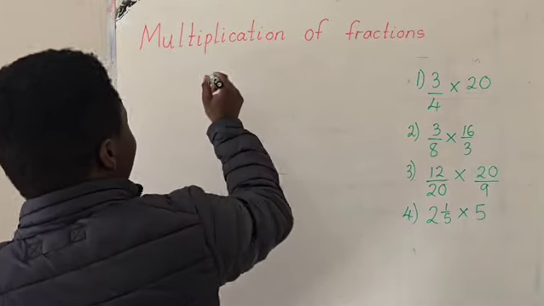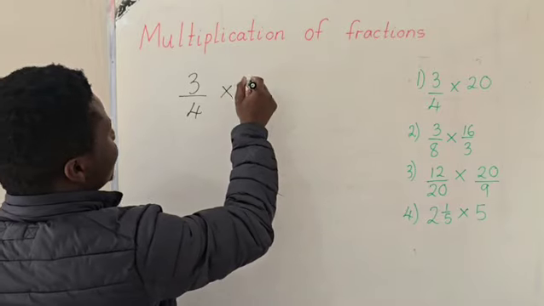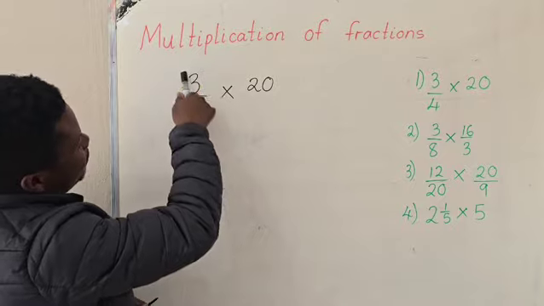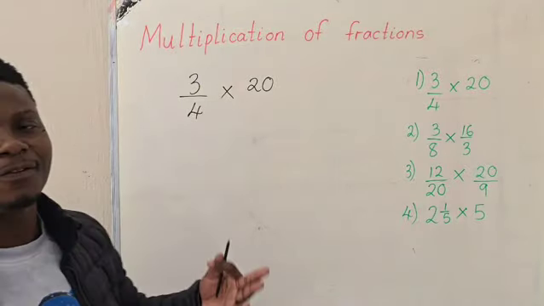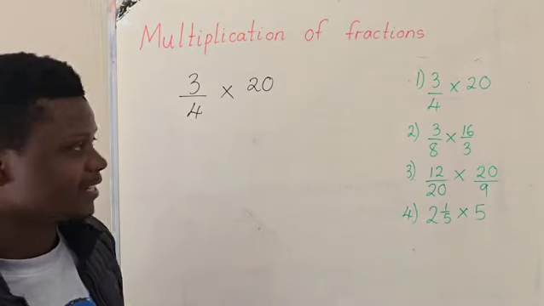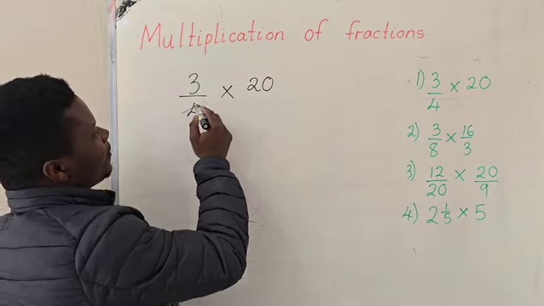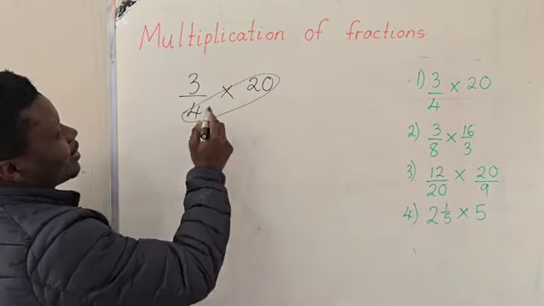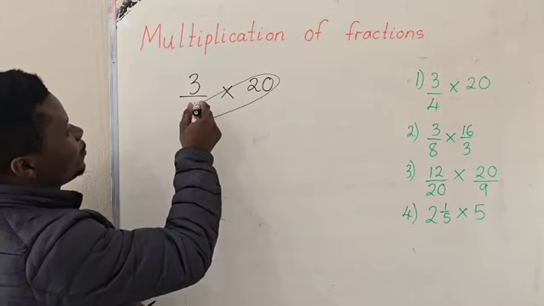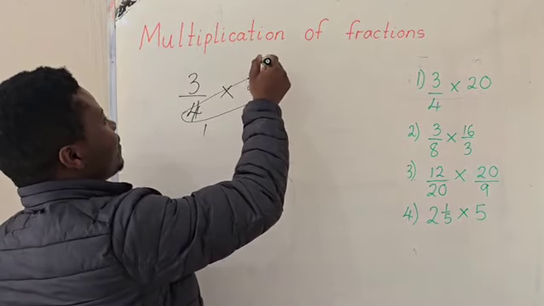I have the question that says 3 over 4 times 20. So try to simplify your first fraction. Any number that simplifies 3 and 4, there's no such number. And 20, there's no other fraction to simplify that. So you try to look now if you can simplify them this way. The number that can simplify 4 and 20, that's 4. 4 divided by 4 is 1. 4 into 20, that's 5.